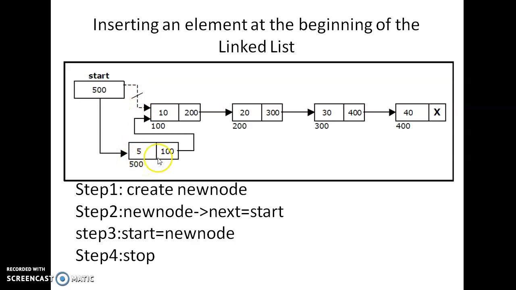So initially what we are doing is new node of next is being pointed to this particular start. That means now 5 is pointing to this particular 10, so 100 has been placed here. And then start, which was previously pointing to this particular node, is now pointing to this particular 5 value. That means we are doing two operations here. One is new node of next is pointing to the start, and the start is pointing to the new node. So this is the algorithm that we have written. We are creating the new node, and the new node of next is pointing to the start, and start is nothing but now the new node.